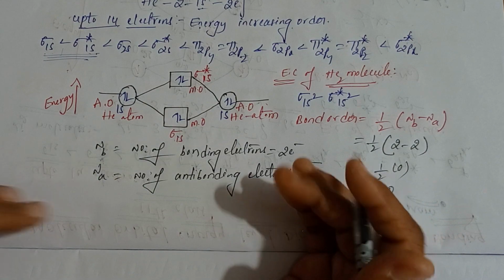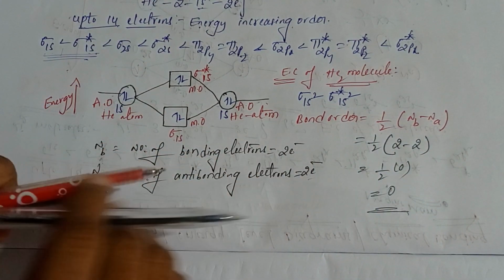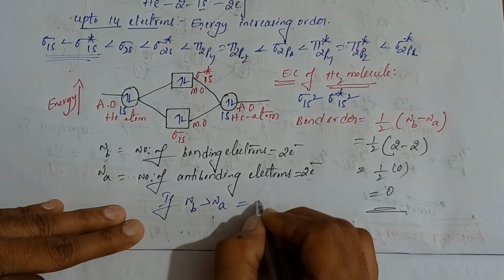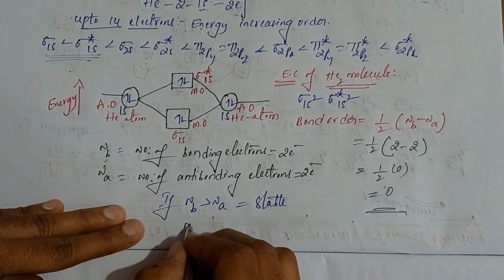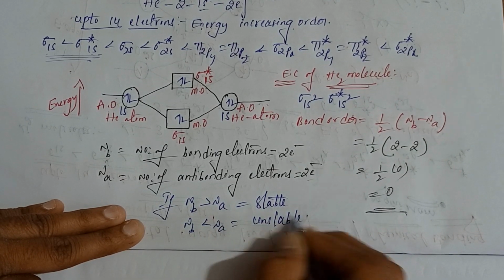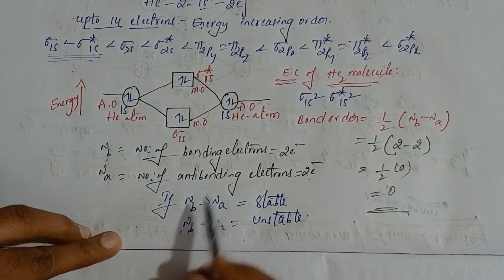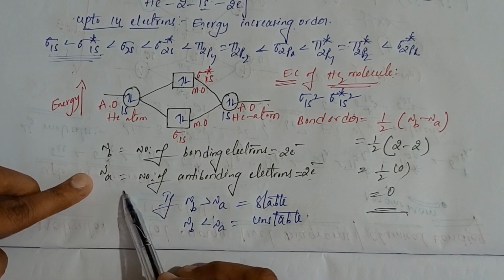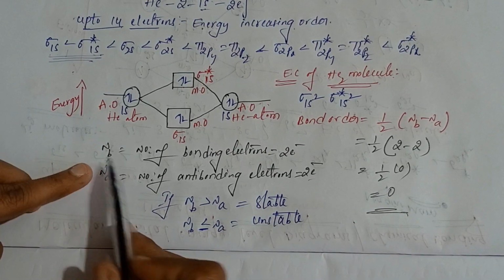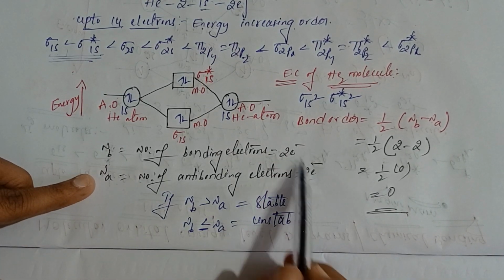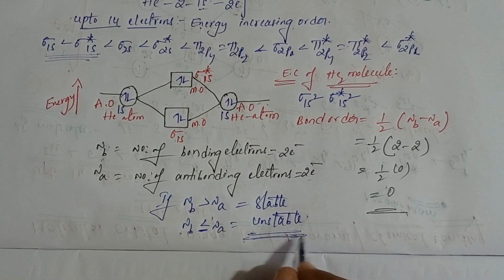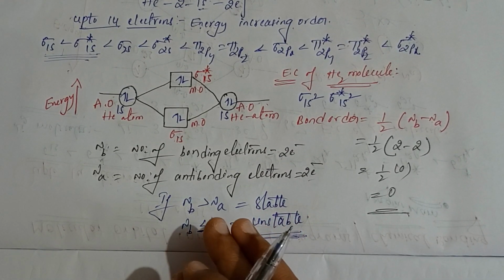How can you say? I told you already in the previous section, students, if NB is greater than Na, the molecule is stable. If NB is less than Na, the molecule is unstable. Now here NB is equal to Na. NB is less than or equal to Na. Both are the same value, 2 electrons, 2 electrons. So that's why the molecule is unstable. That means the He2 molecule does not exist.